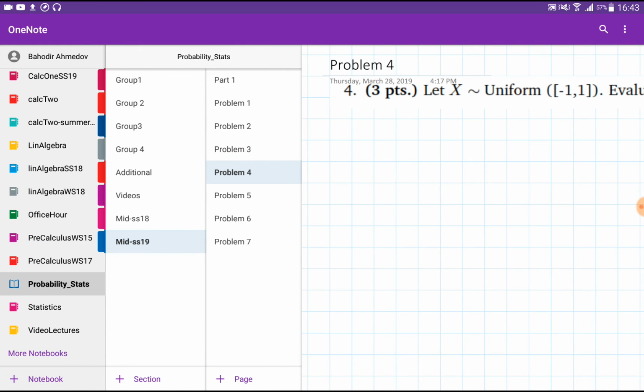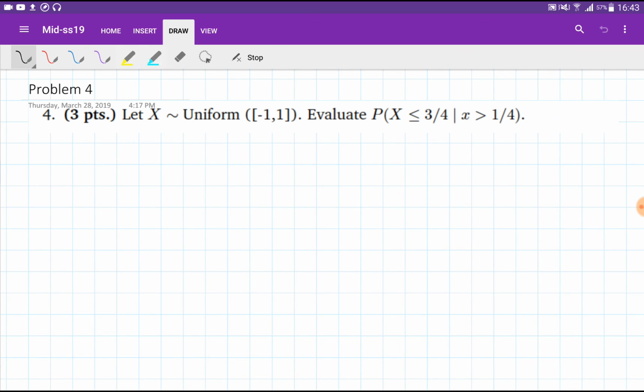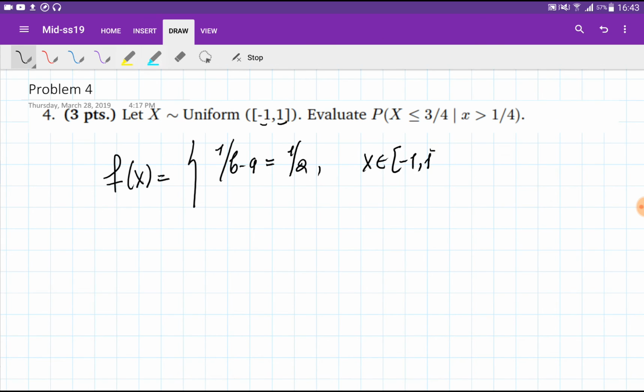Let's go to problem number 4. In this problem, we need to calculate the probabilities for the continuous case. So x has the uniform distribution in this interval. We need to evaluate this probability. First of all, we need to get the density function. The density function of the uniformly distributed random variable is equal to 1 over b minus a. So b in our case is 1, a in our case is minus 1. So this will be 1 over 2 if x is in between minus 1 and 1, and 0 otherwise, right?